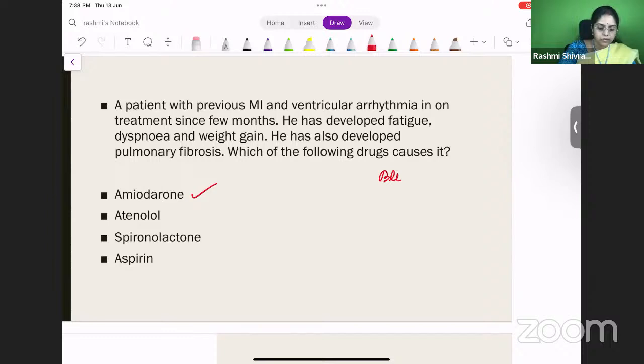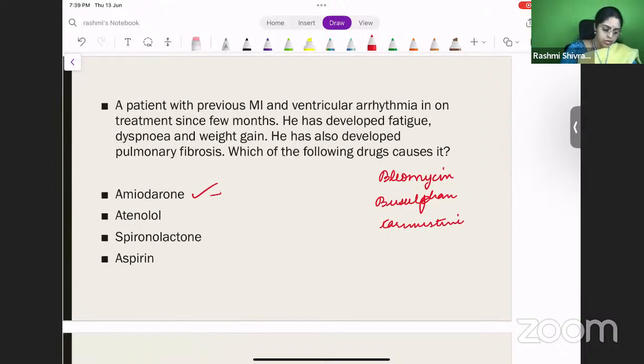It was bleomycin, busulfan, carmustine, and amiodarone. So what are the other adverse effects of amiodarone? You can have thyroid abnormalities, right? You can have thyroid abnormalities. So pulmonary fibrosis can be caused by amiodarone, right?